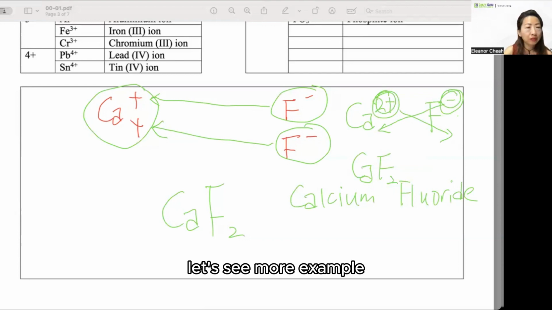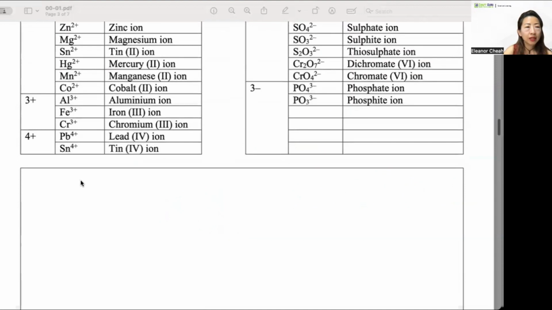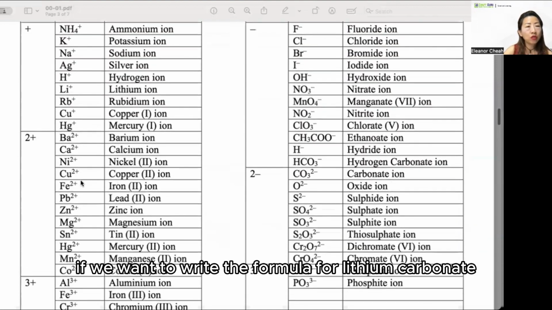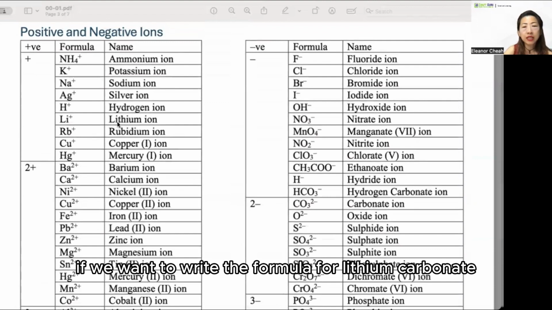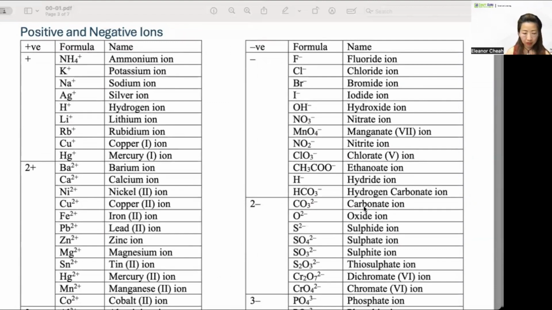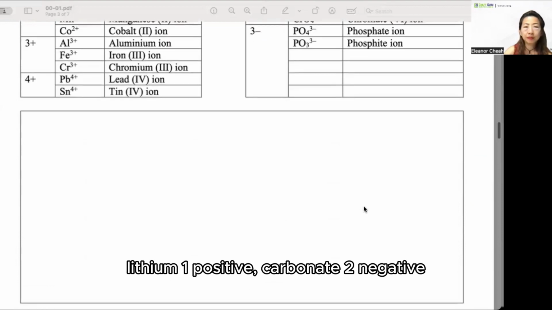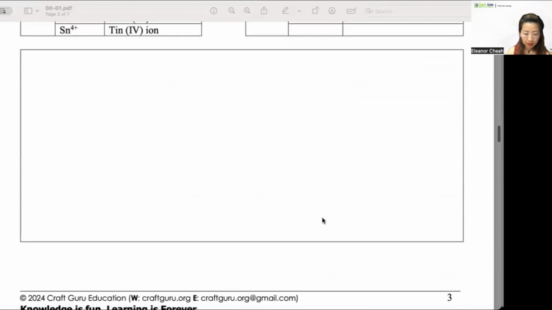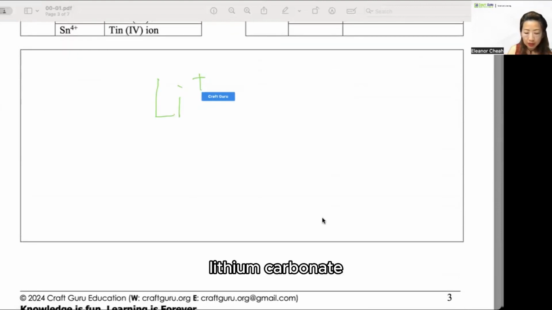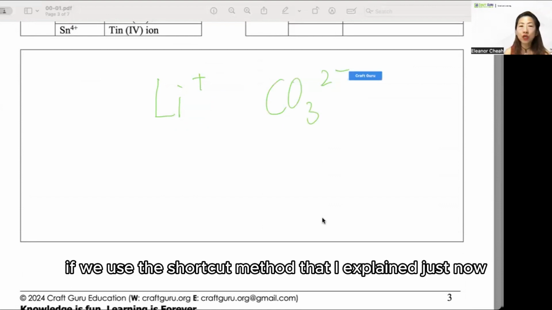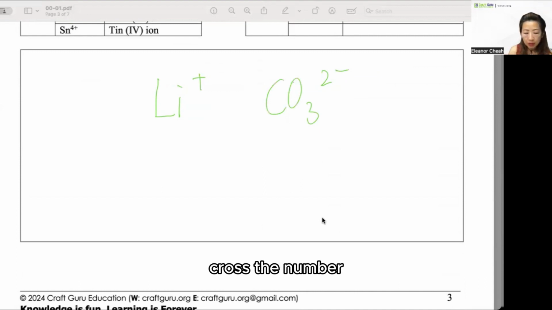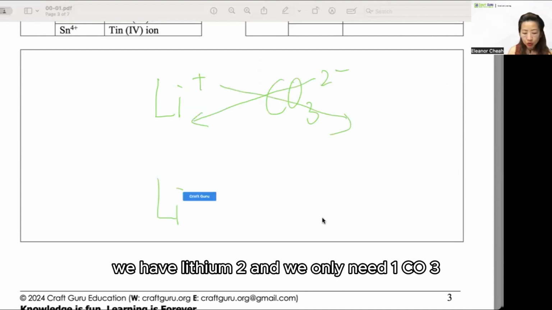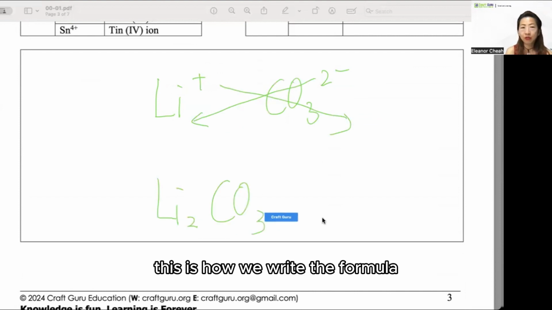Let's see more examples. If we want to write the formula for lithium carbonate, lithium 1 positive, carbonate 2 negative. If we use the shortcut method that I explained just now, cross the number, we have lithium 2 and we only need 1 CO3. This is how we write the formula.